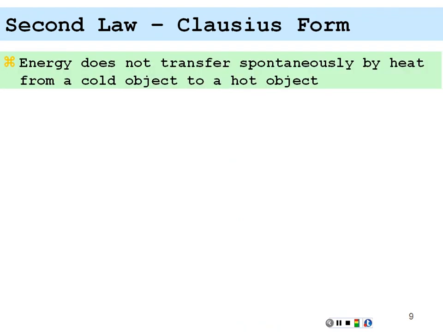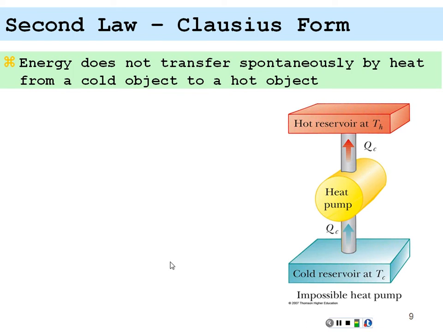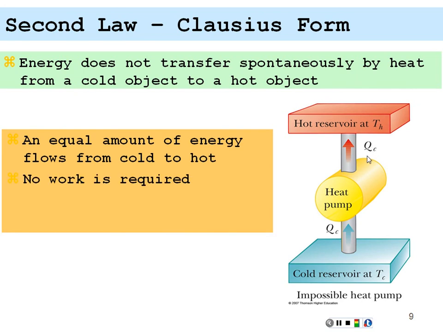Here's another form of the second law, the Clausius form. Energy does not transfer spontaneously by heat from a cold object to a hot object. So we cannot have heat come from a cold reservoir, go through our engine, and get expelled exactly into a hot reservoir without the input of work. In this engine, no work is required. It would be impossible to have this occur. This is an impossible heat pump because we can't have the spontaneous flow from cold to hot.